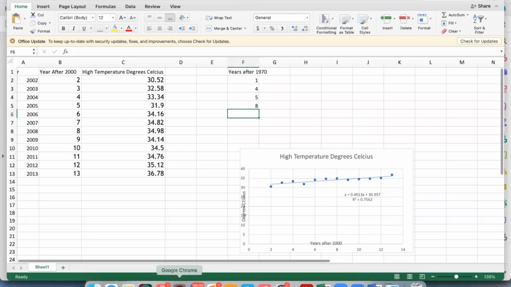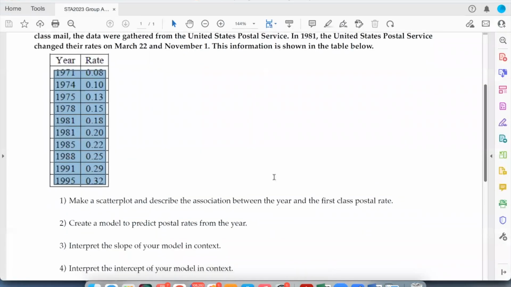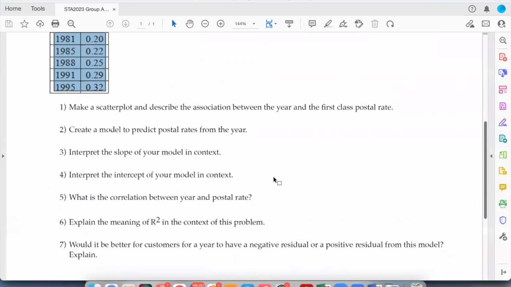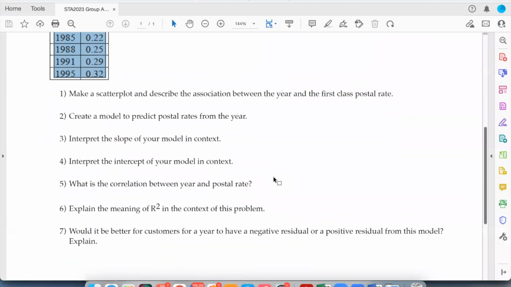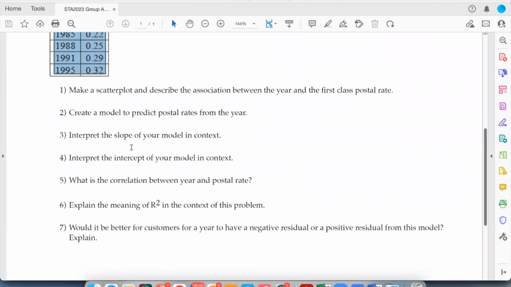Then be careful when you're answering the questions. I don't think they ask you to make any predictions, but when you interpret the y-intercept, number 4 here, think about what that means. It is not the year 0. The post office didn't exist 2022 years ago. x equals 0 is not the year 0.